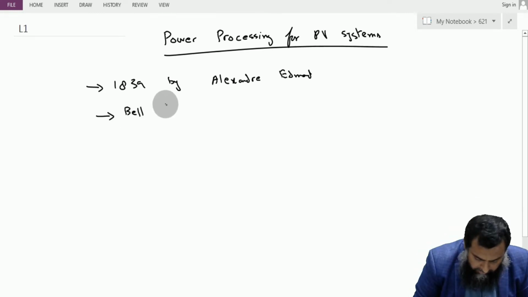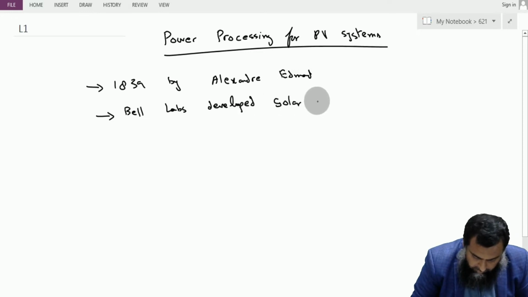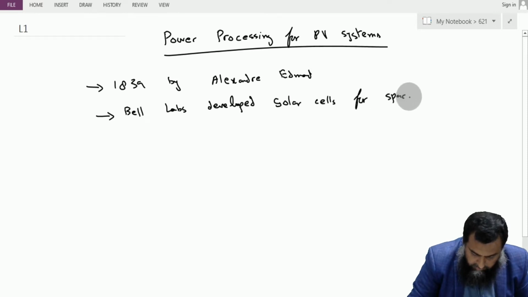Bell Laboratories developed solar cells for space applications.